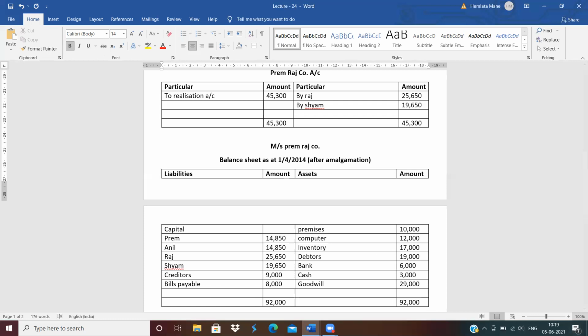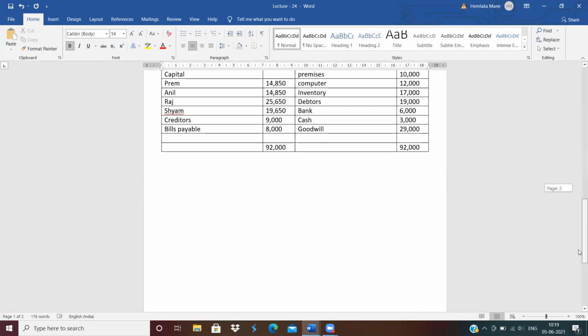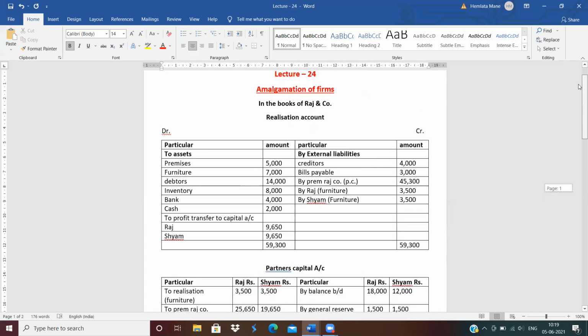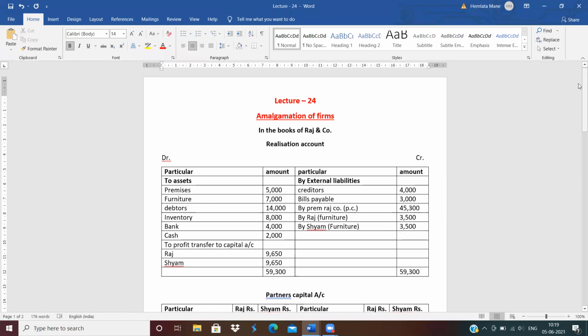So this is your problem. Clear how to solve the journal entries in the books of the old firm and how to calculate the new balance sheet? First, you have to pass the necessary accounts, and how to find out which accounts should be prepared, I already explained to you. Okay. We will discuss the next problem on this topic in the next lecture. Okay. Thank you.